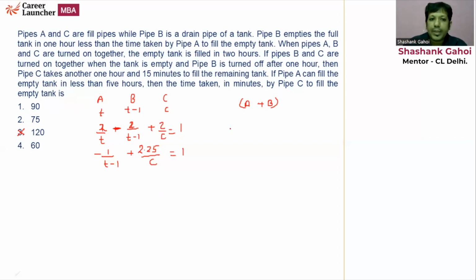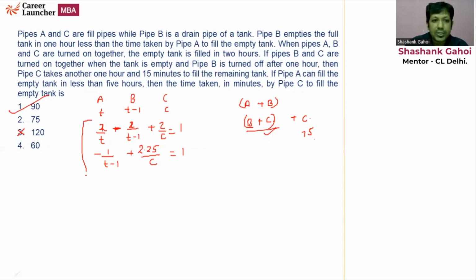Now in the second condition, B is emptying, C is filling for 1 hour. So effectively, if C is faster than B, some of the tank is getting filled. After that, C is working alone for 75 minutes. So some is filled and C alone took 75 more minutes. So the actual time taken by C should be a little greater than 75, and it should be less than 120. So how many options am I left with? Only one option, that is 90.